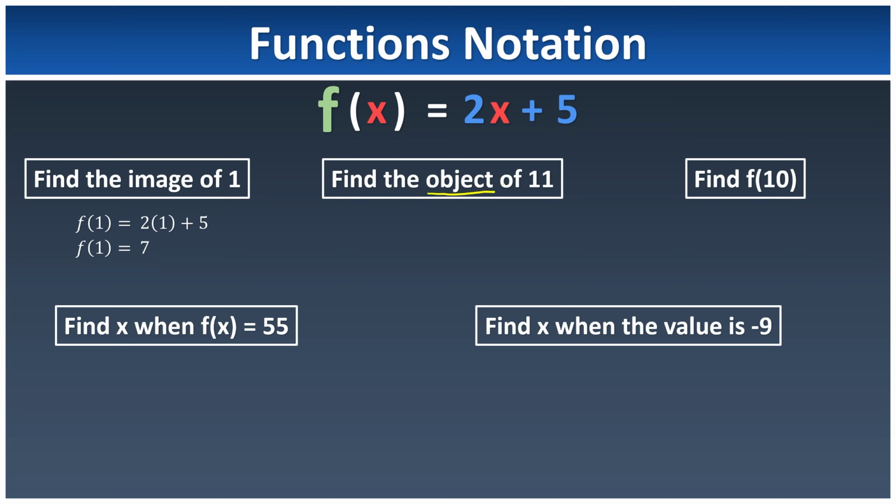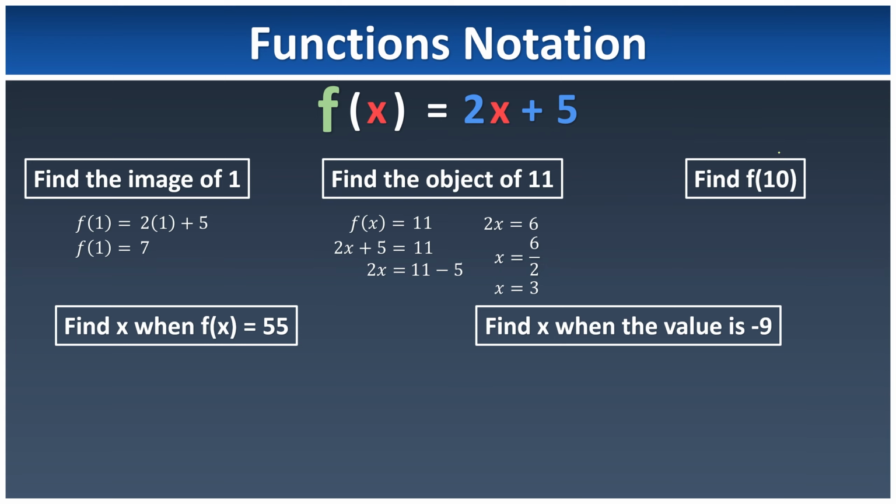Next, find the object of 11. Since they are asking for the object, the one behind it must be the friend or the brother of it, which is our image. So the answer of this function is eventually 11. But what's our function? Our function 2x plus 5 is 11. So what we're going to do next is just very simple algebra, and this is how we get x is eventually 3. So whenever they ask for the object, the one behind it is the image. If they ask for the image, the one behind it must be the object.